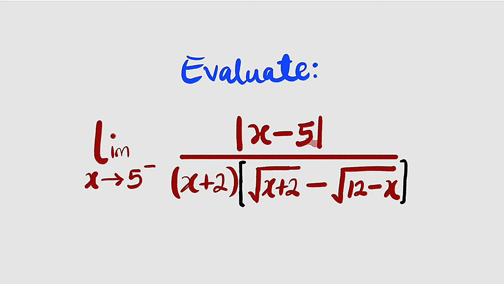In this tutorial we are going to evaluate the limit of the function the absolute value of x minus 5 divided by x plus 2 multiplied by the square root of x plus 2 minus the square root of 12 minus x as the value of x approaches 5 from the left hand side.